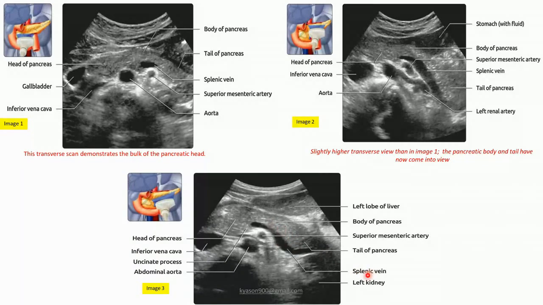The splenic vein is a very important relationship. It can easily tell you the part of the pancreas that you're focusing at. We know it's behind the body. So seeing it, obviously you can conclude that what I'm seeing here is the body of the pancreas. Behind it, we have the superior mesenteric artery and abdominal aorta. All those are important relations.